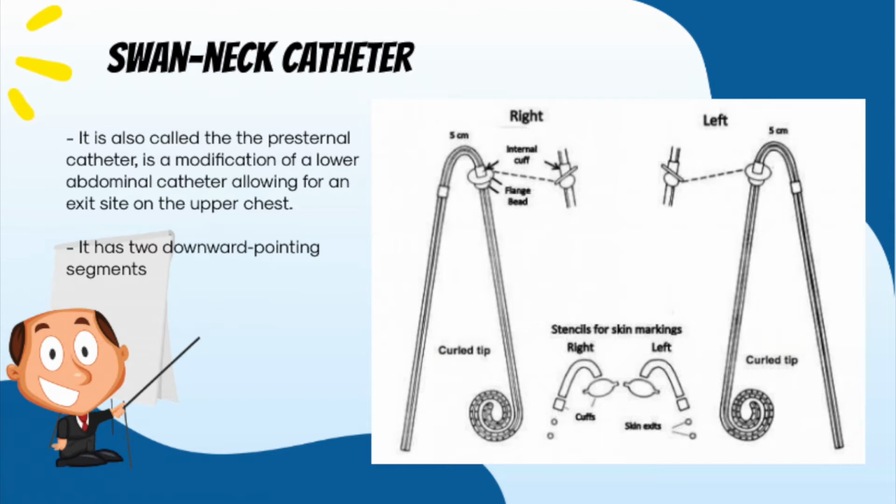The Swan Neck catheter, also called the Presternal catheter, is a modification of a lower abdominal catheter allowing for an exit site on the upper chest. It has 2 downward pointing segments. Migration of this type of catheter is rare, thereby serving to aid outflow. Its downward points are also thought to prevent infections at the exit site, thus preventing the accumulation of sweat and pus.